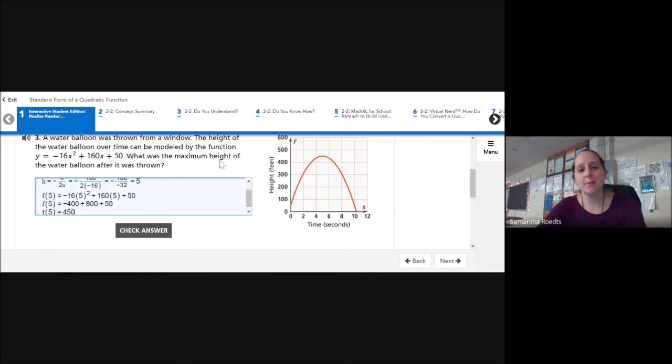So what's the maximum height of the water balloon after it was thrown? So the maximum height is 450 feet, because that's my vertex. So after 5 seconds, it's going to be a maximum of 450 feet.